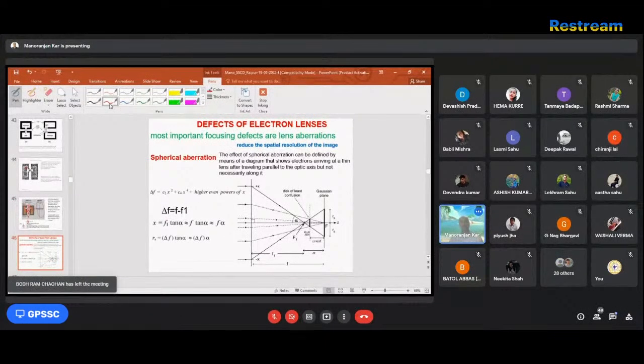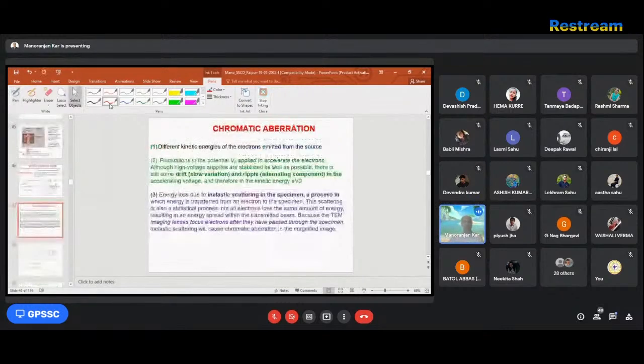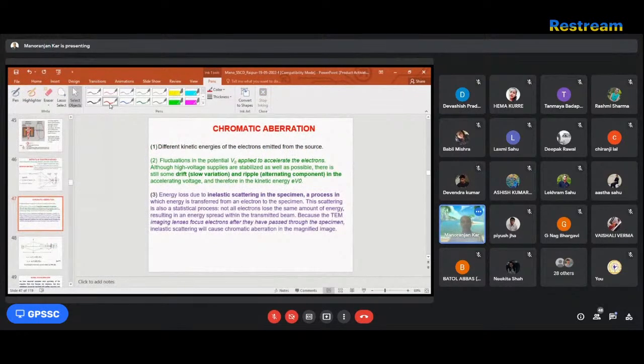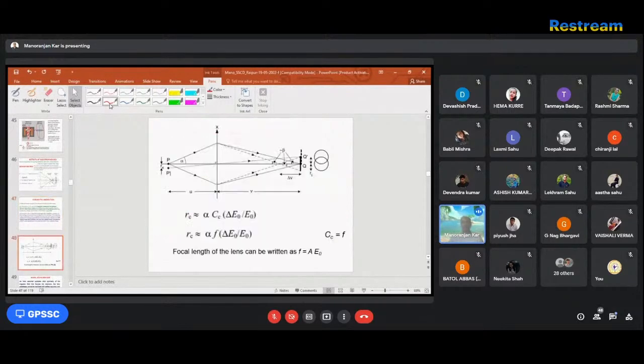The question is, why should one understand there will be aberration? Because when you get the micrograph, one has to analyze it that way, to see what kind of aberration has come. There is chromatic aberration, due to different voltage fluctuation, and the energy loss due to the inelastic scattering of the specimen. So this chromatic aberration comes.